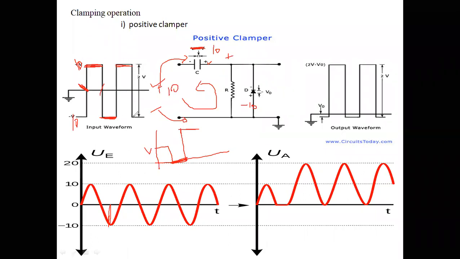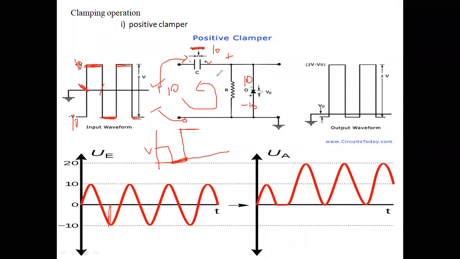Voltage will be maintained constant. Therefore the anode is at minus 10 and the cathode is at plus 10. If we assume the time constant is very large in the previous cycle, and the capacitor doesn't discharge, it will be at plus 10. That means both are at equal potential.